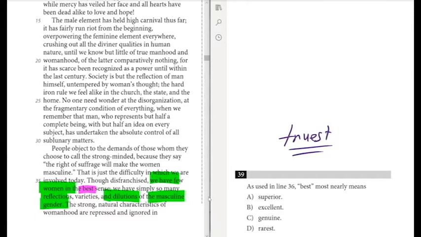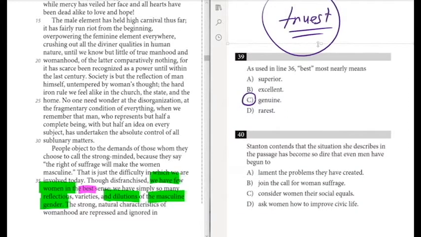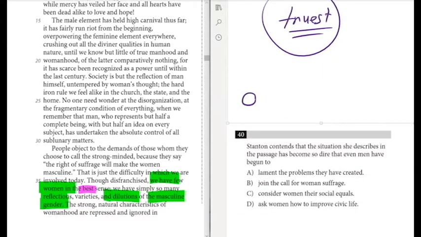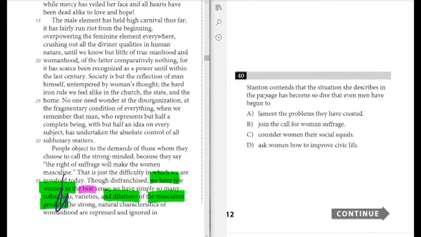Now, inventing a word in our own words, I might say we don't have women in the truest sense. Instead, we have all these versions of the masculine gender. So, which of these words might match truest? Well, that's C, genuine. So we don't have women in a genuine sense. We don't actually have women. Instead, we have all these versions of manhood. And so the answer for 39 is going to be C.